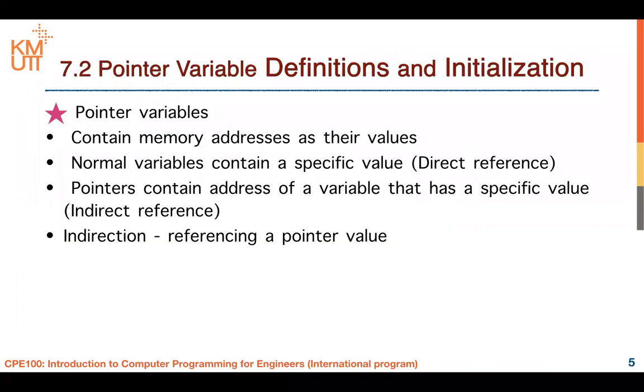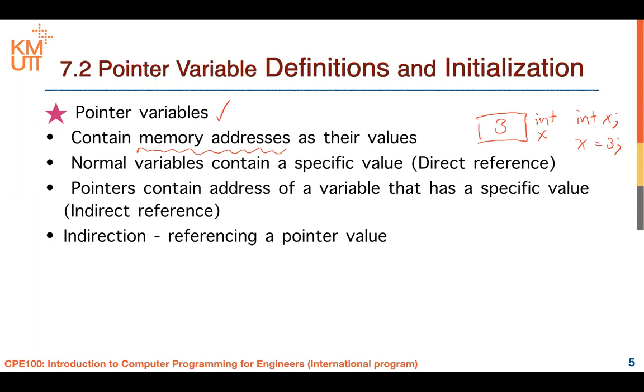Okay, if you don't have any question, I will go a bit further for the pointer variable definitions. If you want to define a pointer variable, right? What does it mean by pointer variable? Pointer variables will contain memory address as their value. Okay, it will store the memory address. As I just told you, when you define integer x, right? You can define in C like this, int x. And then when you assign x with 3, right? 3 will be stored in this memory.